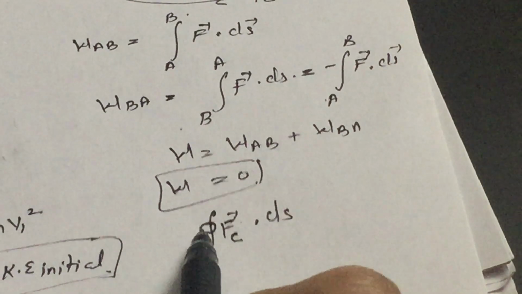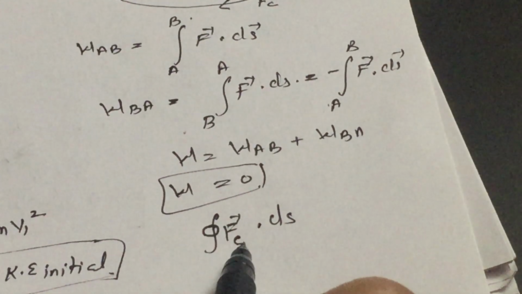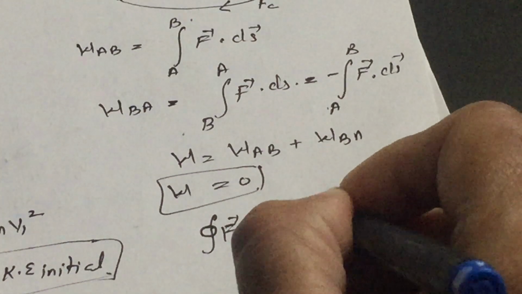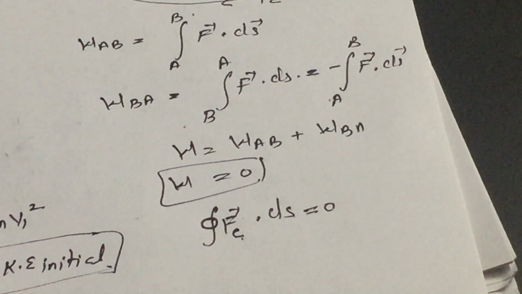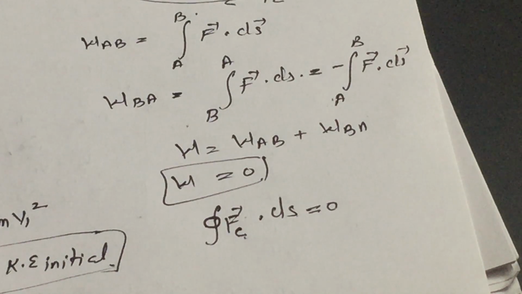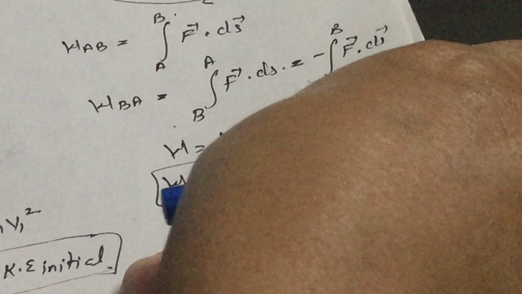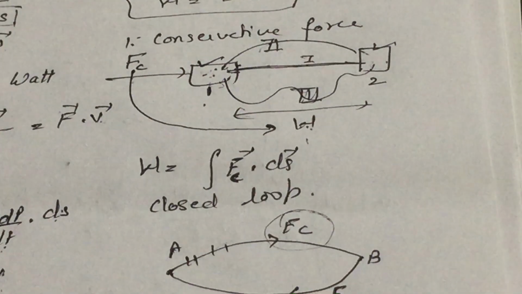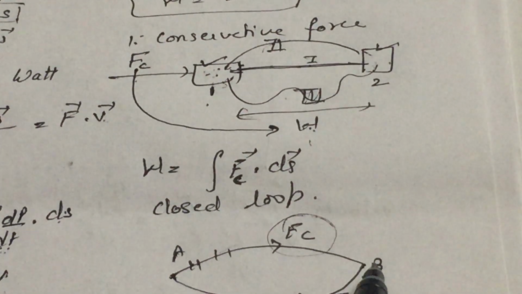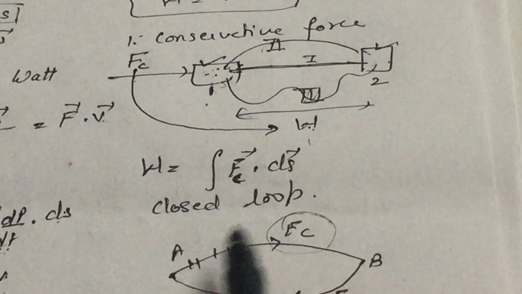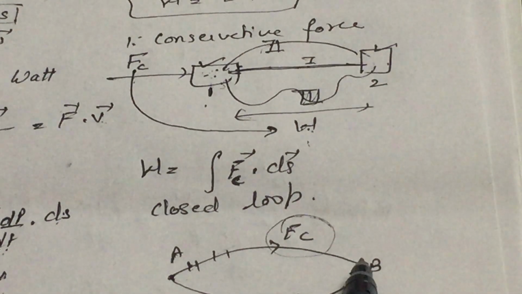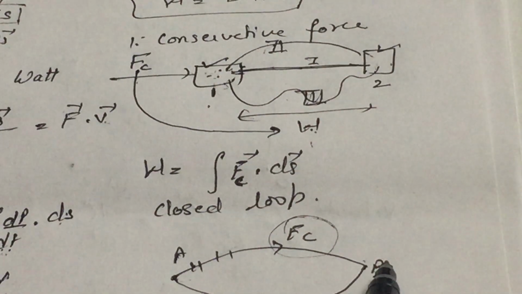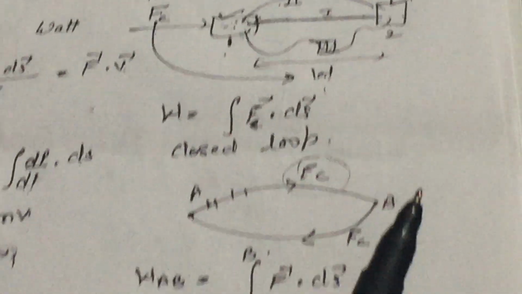If the body is moving in a closed loop and the applied force is conservative, only then the work done by this conservative force is equal to 0. This is the conclusion for conservative forces. These are the forces which do not depend upon the path followed by the body. The work done by these forces does not depend upon the path followed by the body. The work done depends upon the initial position and the final position.